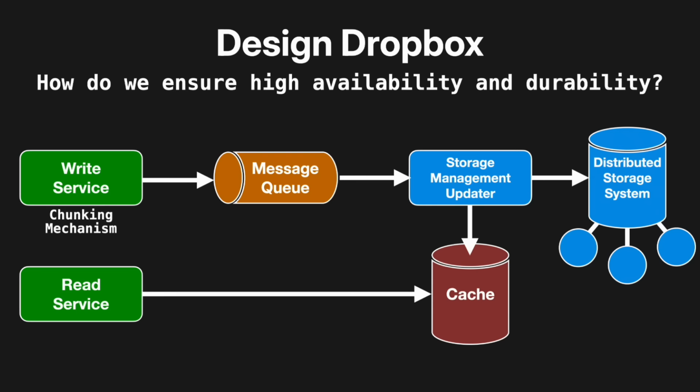To make our frequently accessed files faster to retrieve, we'll also be using the cache for frequently accessed or frequently updated files. This way, popular files can be served quickly to users without querying the main storage repeatedly.